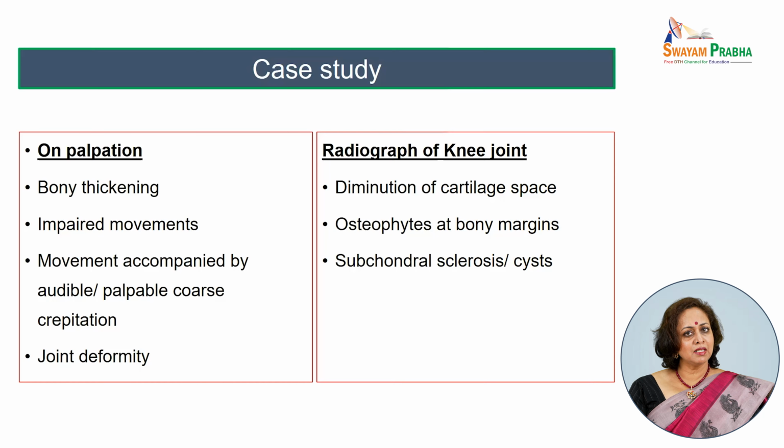An anteroposterior radiograph and lateral radiograph of the knee joint showed diminution or decrease in the cartilage space. There were osteophytes also found at the bony margins, and sometimes subchondral sclerosis or even cysts were found.